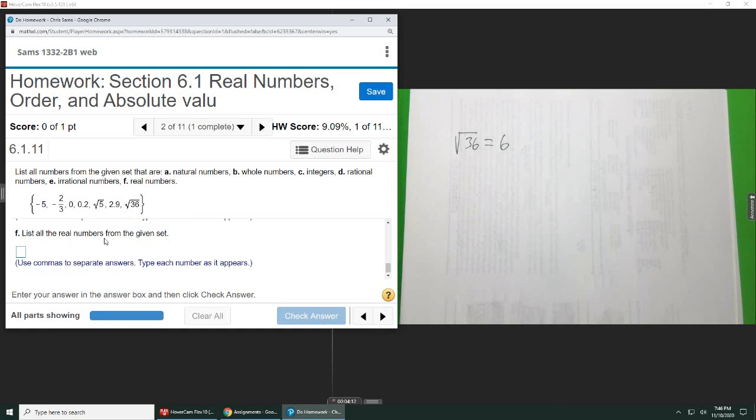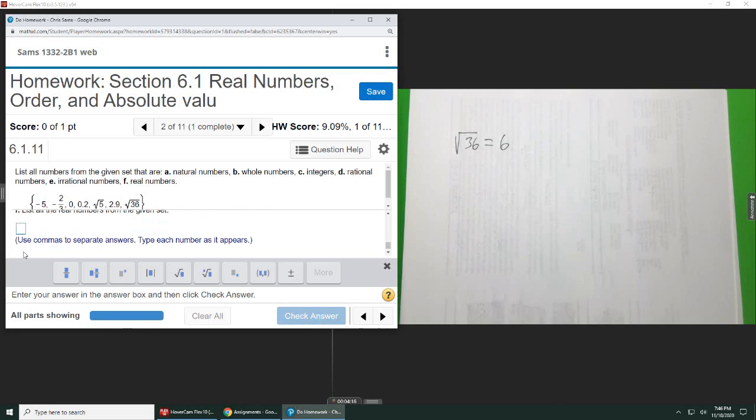And then list all the numbers that are real. So every number is real, so we're going to list the whole set. So all numbers are real numbers. -5, -2 divided by 3, 0, 0.2, the square root of 5, 2.9, and the square root of 36.